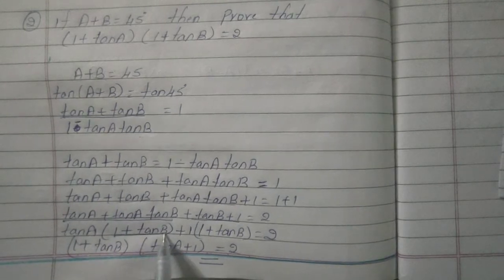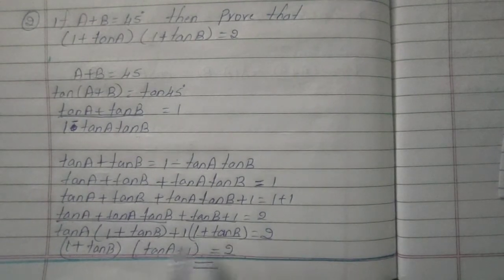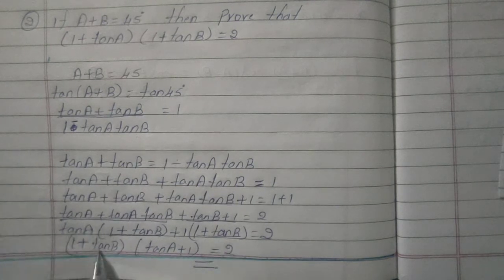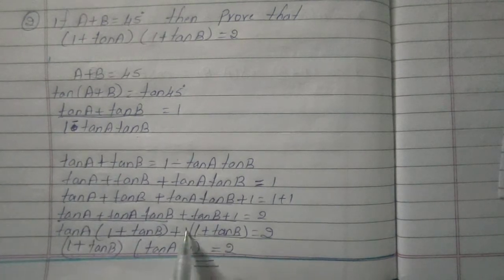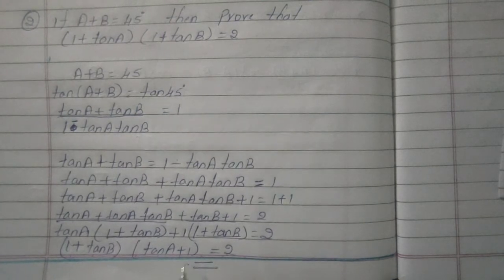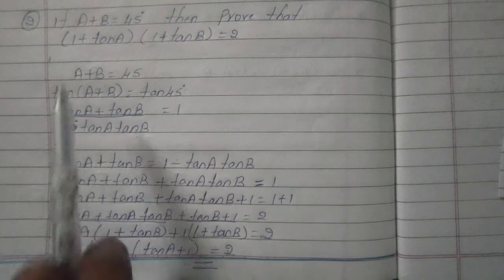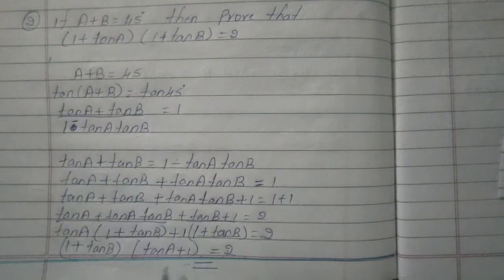Here 1 plus tan b is common. When I take these two, 1 plus tan b common, the remaining is tan a plus 1, that is equal to 2. This is what I need to prove: 1 plus tan a into 1 plus tan b equals 2. Look here, (1 plus tan a)(1 plus tan b) equals 2.